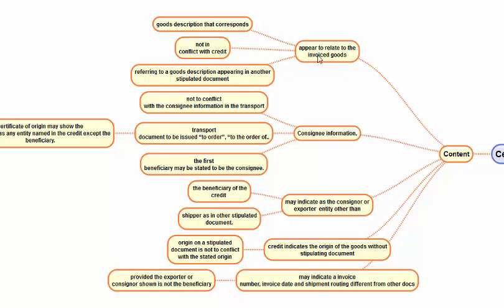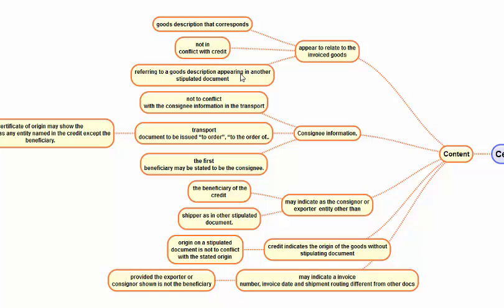The certificate of origin should appear to relate to the invoice goods. It doesn't say it should relate to invoice goods. It should appear to relate to the invoice goods, which means the goods description may not be exactly as per the credit or need not exactly be as per the invoice, but it should not be in conflict with the credit. It should correspond. No requirement for mirror image, it should correspond.